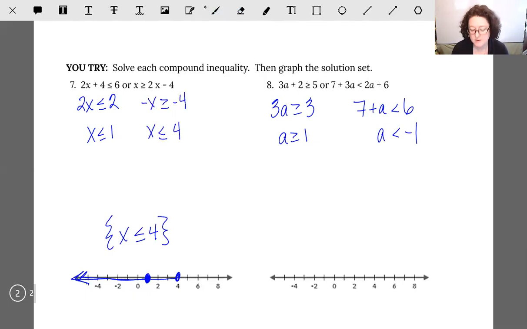Okay, so a is greater than or equal to 1. Filled in circle, everything above. a is less than negative 1. Does not include the negative 1. Everything lower. We finally have one of these where we don't have any overlap. So for our solution set, we just have to mention both things. So we're just going to say that a is greater than or equal to 1, or a is less than negative 1.